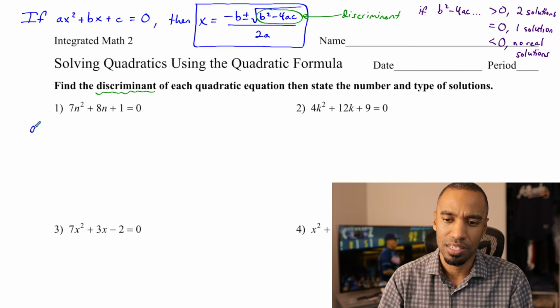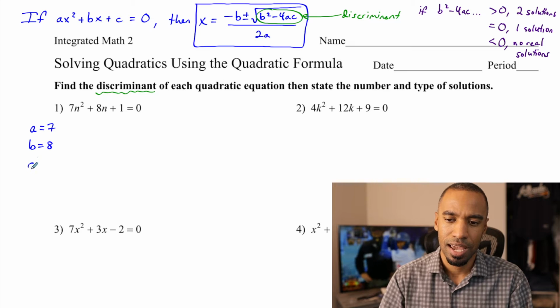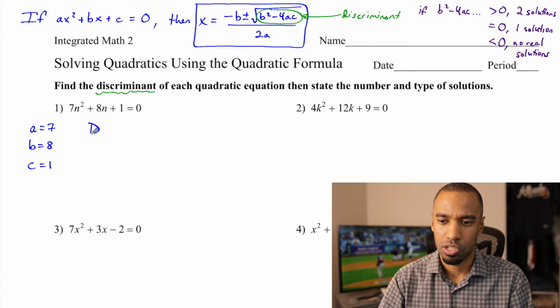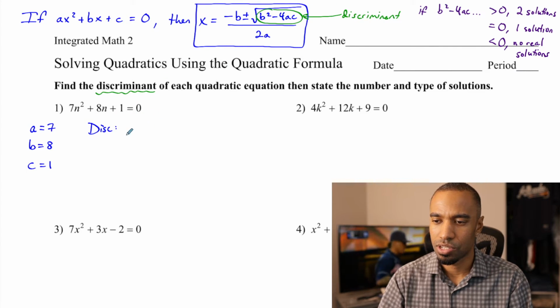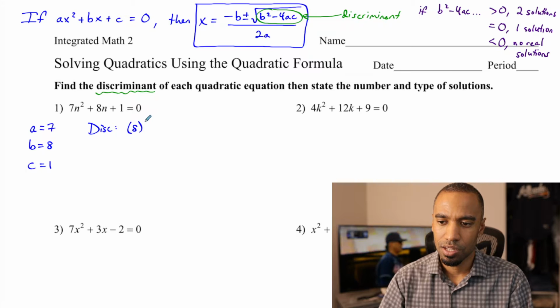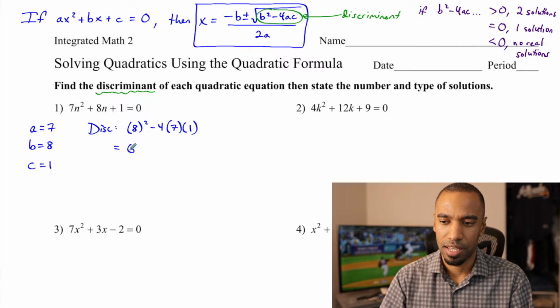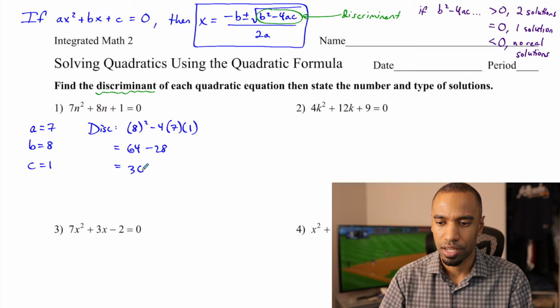What that tells me is that the a value is 7, the b value is 8, and the c value is 1. This is nice because when I evaluate this discriminant right here, we're going to be doing b squared minus 4ac. And that will be 8 squared minus 4 times 7 times 1. So that discriminant is 64 minus 28, which is 36.